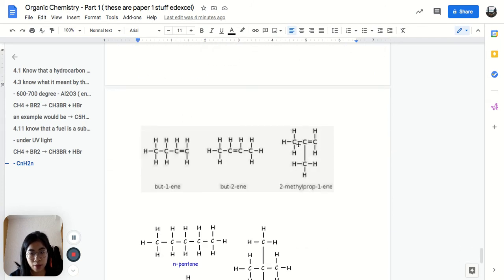Prop-1-ene, so C3H... 1, 2, 3, 4, 5, which is fine. And let me just show you this. So but-1-ene looks like that. When you take off one C, it will be propene. And that is why you actually just take away the CH3 and then put it somewhere. And C3 will be H5, but it will still be called propene because it still has a double bond, and the H's will be like underneath here, so that is why it's still called prop-1-ene.